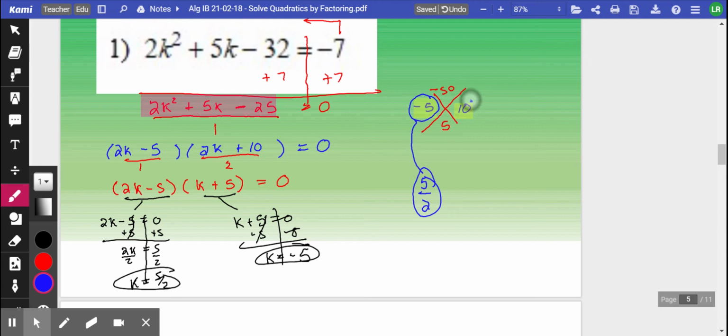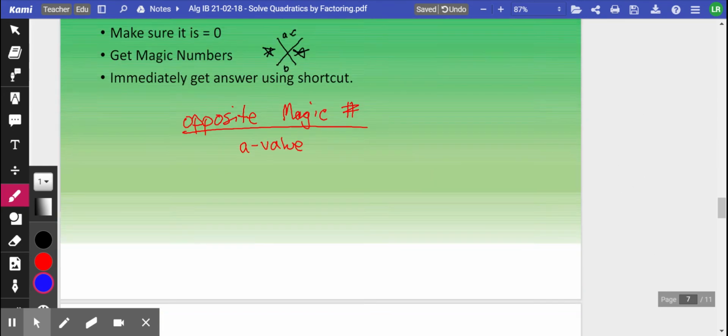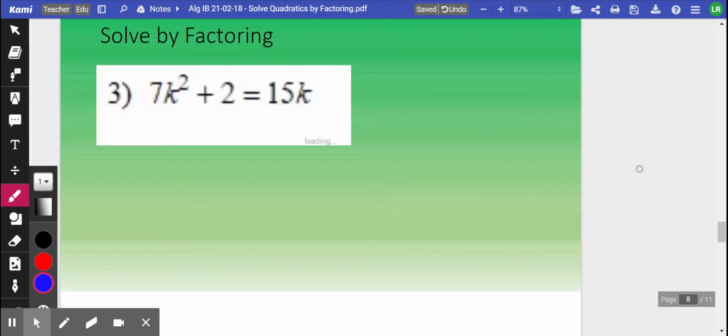For the second one, opposite. So the opposite of 10 is -10 divided by my A value. -10 divided by 2, that's -5. Oh, look, it's the same answer we had here. And that works every single time. Now, you have to be solving, so it's got to have an equal sign in order for this to be available to you, and you do have to get the magic numbers. So let's look at a couple of these by ourselves.